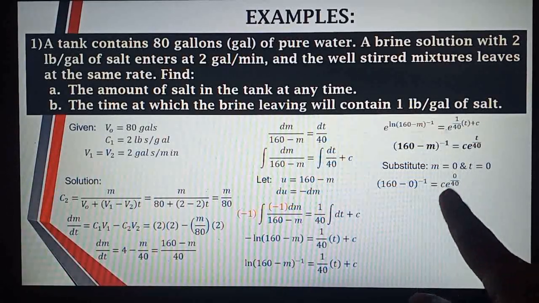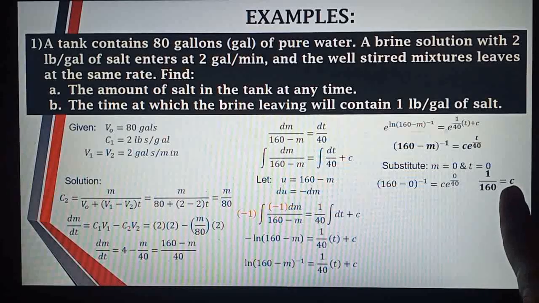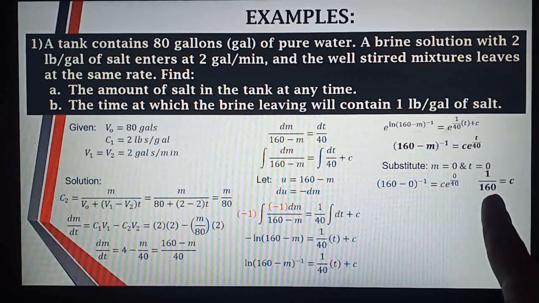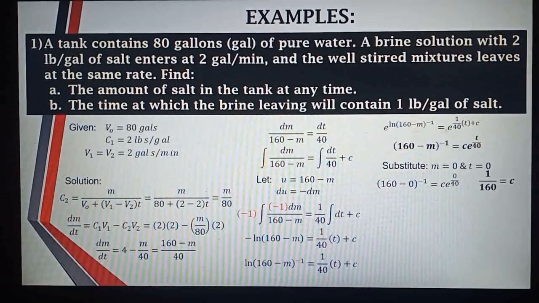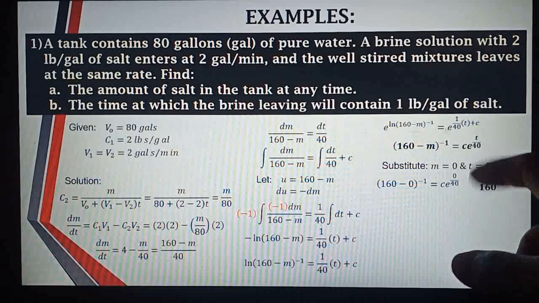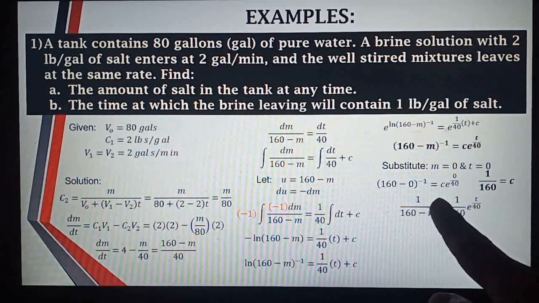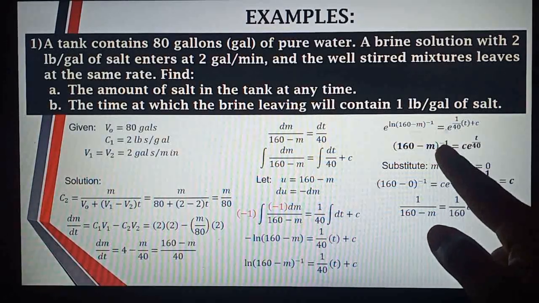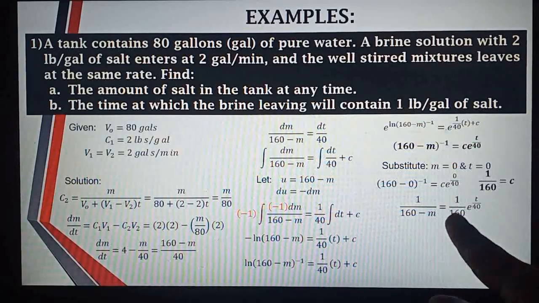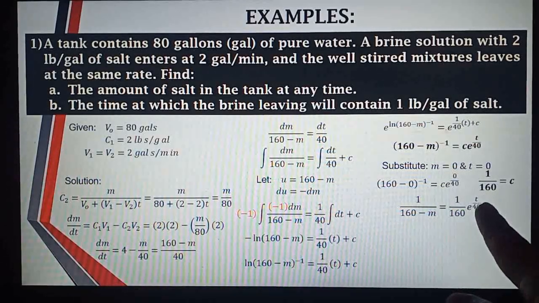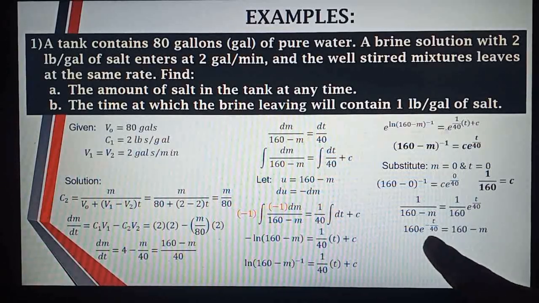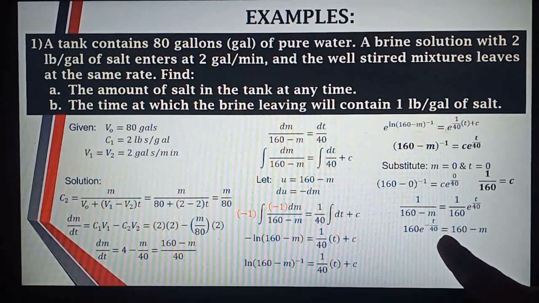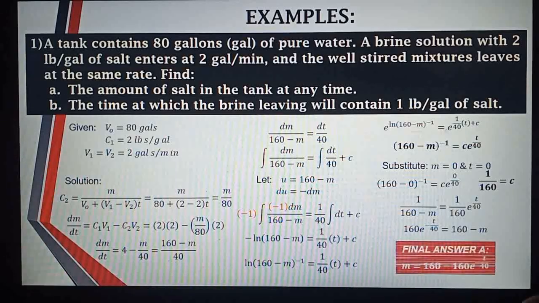E raised to 0 is 1, so our c is 1 over 160, since this will be 160 raised to negative 1. Then, we apply c to the general solution. We will now have 1 over 160 minus m, since this is negative 1. Then, c is 1 over 160. Then, e raised to t over 40. Now, we will have 160 e raised to negative t over 40 equated to 160 minus m.